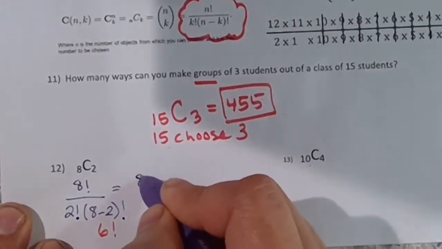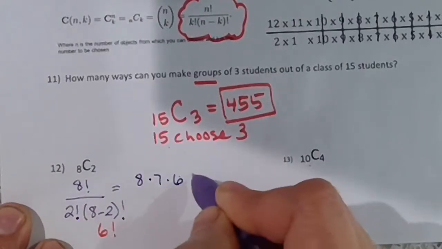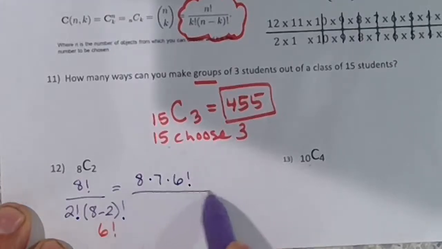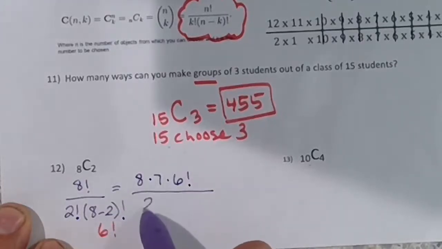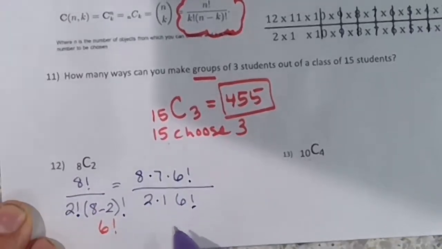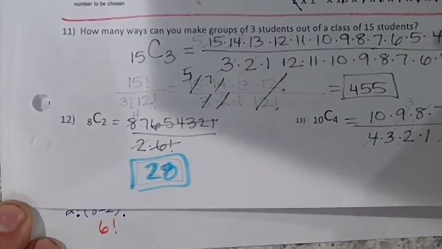Because I know that this is going to reduce to 6 factorial, when I expand this, I'm going to go 8, 7, 6. I could write 6, 5, 4, 3, 2, 1 all the way down, but I'm going to say, wait. Look, this is going to be 6 factorial here. I'm going to do 2 times 1, and this is 6 factorial. I'm not going to write it all down because I know they already cancel. If you choose to write it all down, it still works.